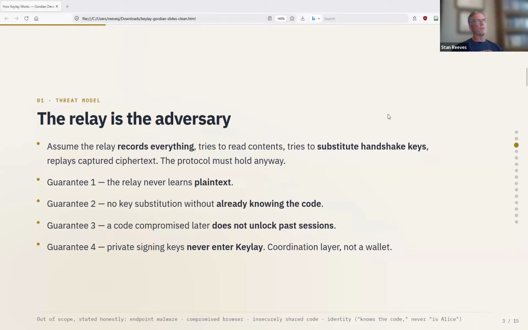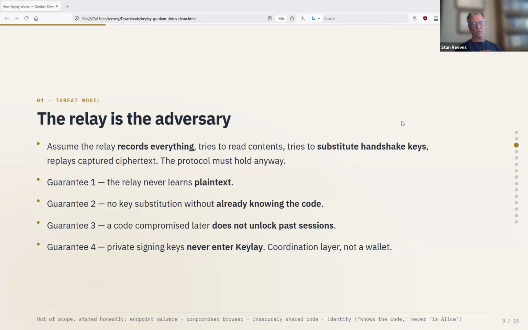So I'm starting off with the threat model that the relay is the adversary. So we're assuming we cannot trust the relay, and that pretty much dictates how I set up everything. We are going to assume that the relay could potentially record everything, try to read the contents, try to substitute handshake keys, possibly try a replay attack, and we need to be able to function even under those kinds of threats. So there are four guarantees in Keylay.